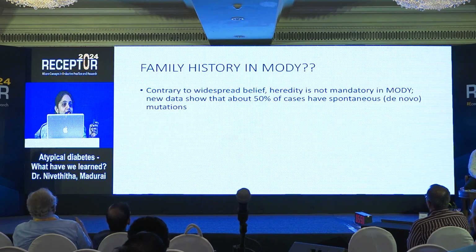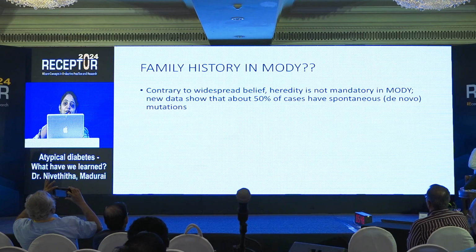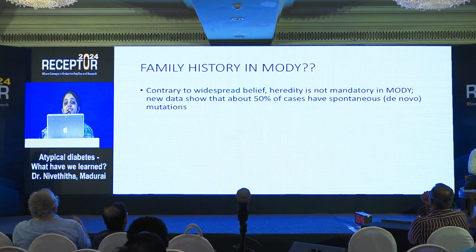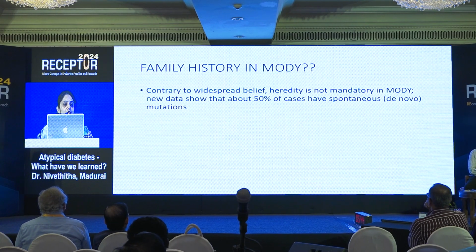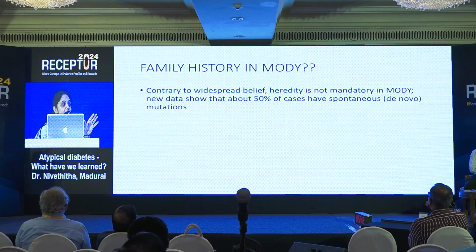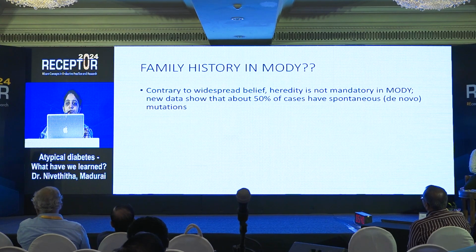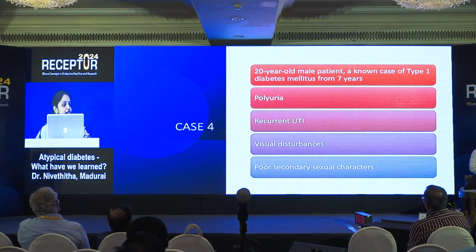And now another paradigm which is changing is, classically we have been taught that we need a 3-generational history for MODY, but now 50% of the patients have a de novo spontaneous mutation. So in any young patient, always keep the diagnosis of MODY in the background. And now coming to case 4.